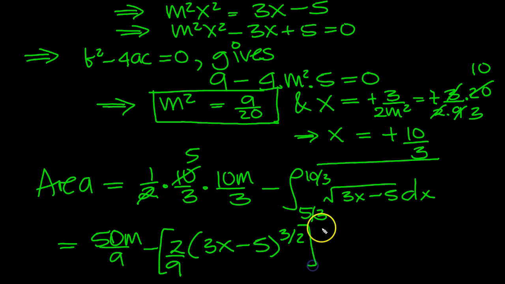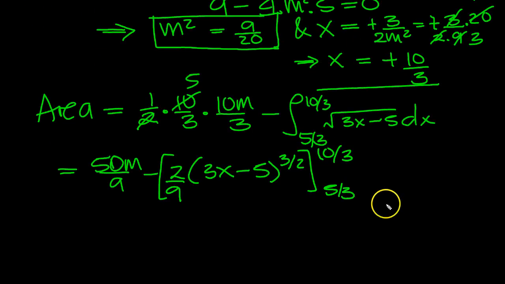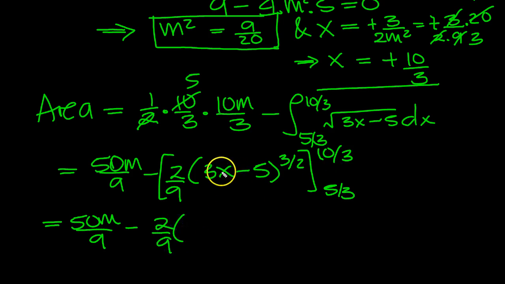So we can put that between 10/3 and 5/3. Now the bottom value, the 5/3 when we put it in, will be 0, so it's only the 10/3 value we want. So it's 50m over 9 minus 2 ninths of, put the 10/3 in here, it's 10 minus 5 is 5, and it's 5 to the power 3 over 2. So that's what we've got then.